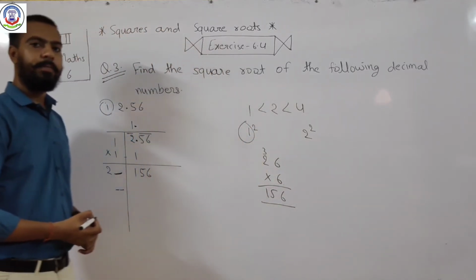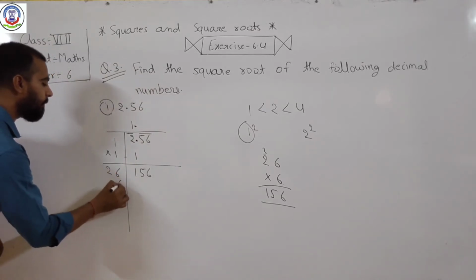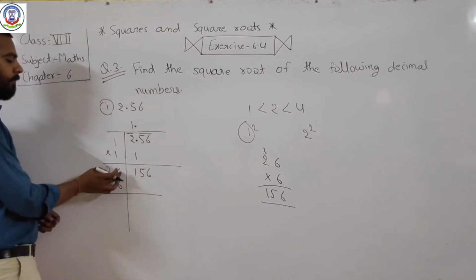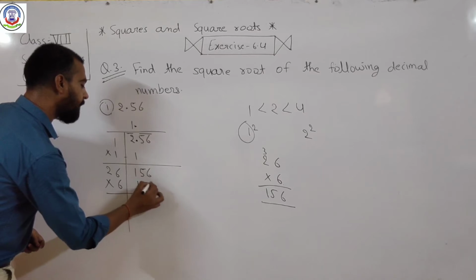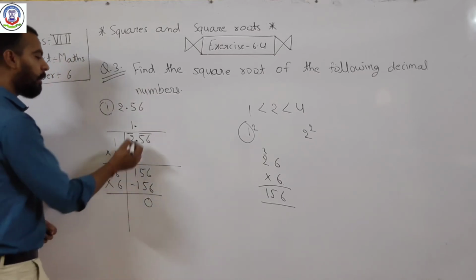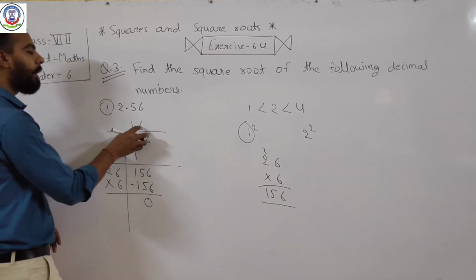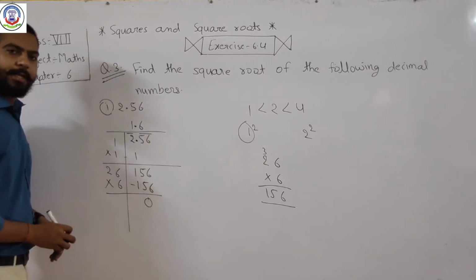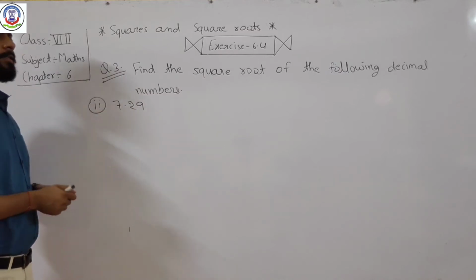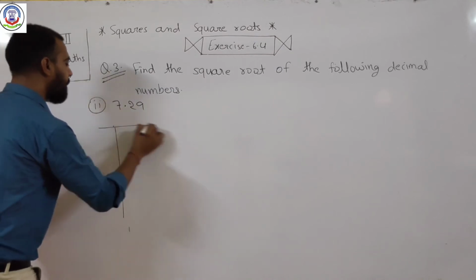It will be 156, okay, that means we have to write 6 here, and the product of 26 and 6 will be 156 and subtract these numbers, it will be 0, write down 6 here. So our answer will be 1.6, 1.6. Okay, let's take another number, that is 7.29, 7.29, and we have to put this number in the bracket.